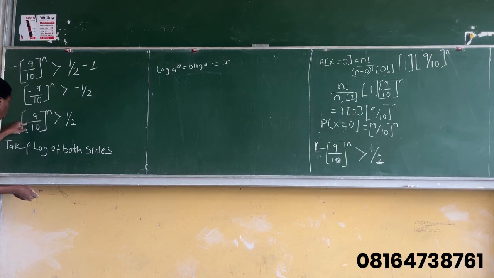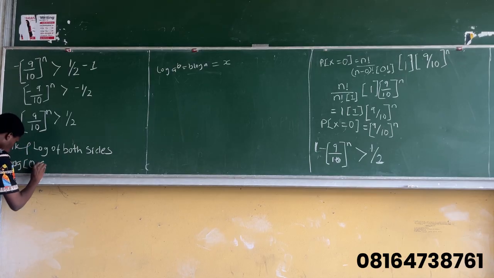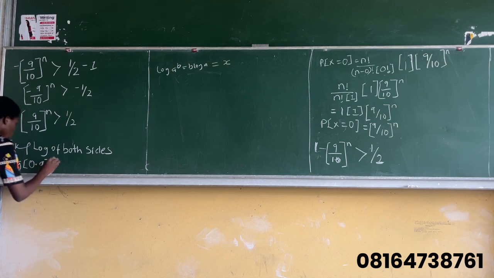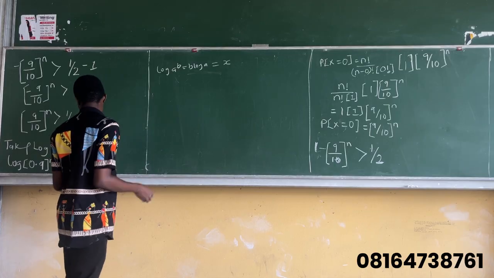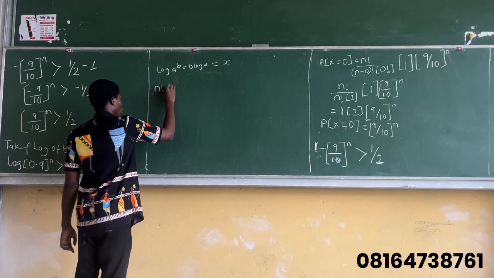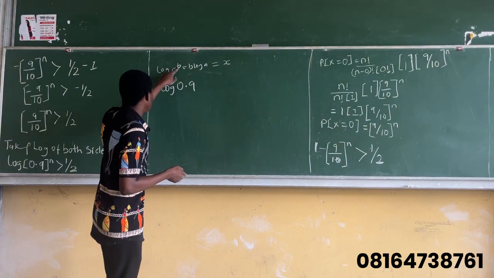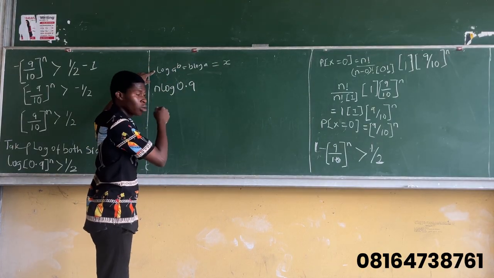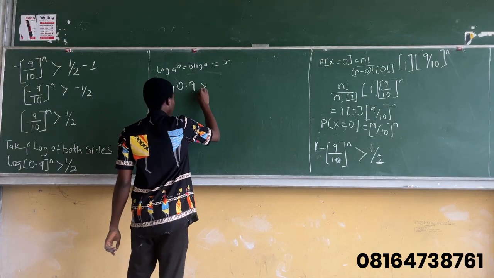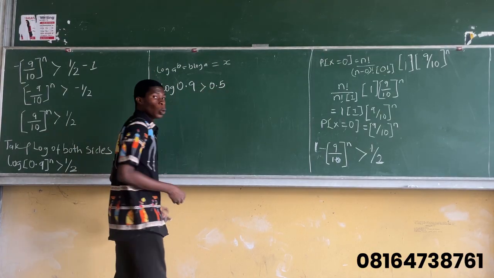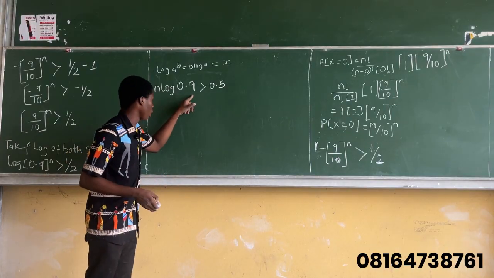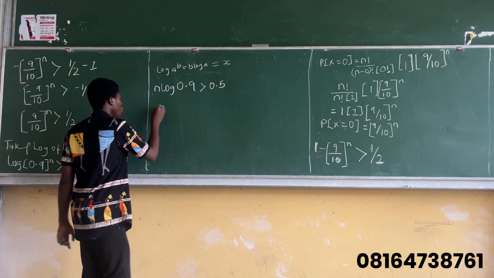So we'll take log of here. This log 9 over 10, if you break it down, is 0.9 raised to power n is greater than 1 over 2. So this, using our laws of indices, it will be n log 0.9. You can see what we did here. We took this, moved it over to the side. So that is the idea we are working with. It's greater than 0.5. So now, we'll be dividing through by log 0.9 to make n the subject of the formula.